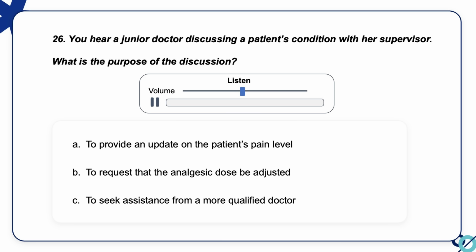Question 26 is the junior doctor. And the correct answer is C, to seek assistance from a more qualified doctor. The doctor says, I feel a little out of my depth and I'd like a senior review. In answer A, she provides an update, but that is the content of the talk, not the purpose. The purpose is to get help. In answer B, she mentions the pain hasn't settled with adjusted analgesia, but she isn't asking to adjust it again. She's asking for a review of the patient's condition.